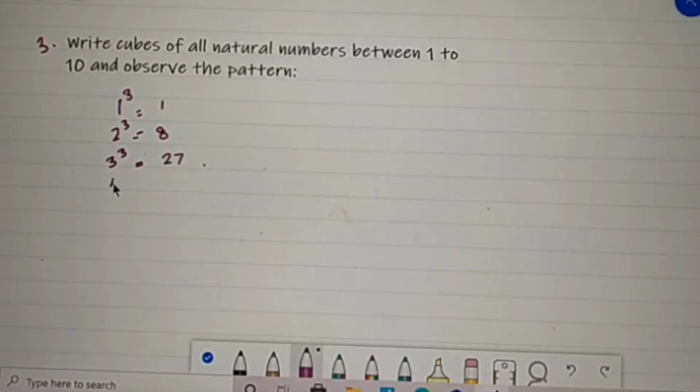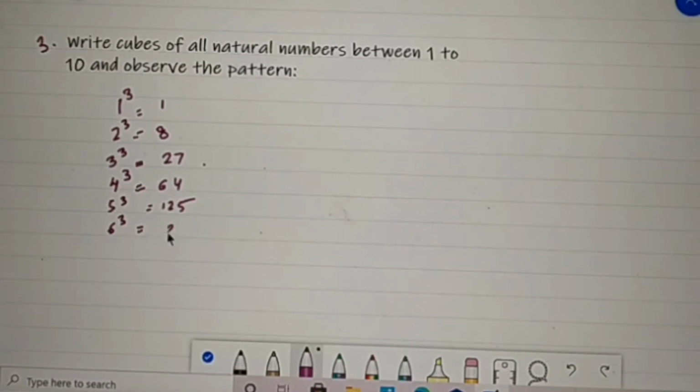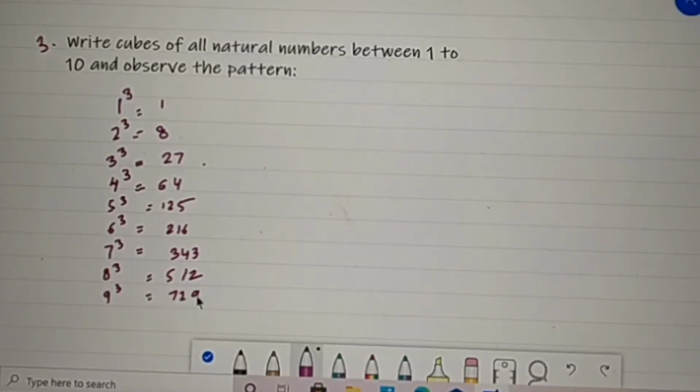27, 4 cube is 64, 5 cube is 125, 6 cube is 216, 7 cube is 343, 8 cube is 512, 9 cube is 729 and 10 cube is 1000.